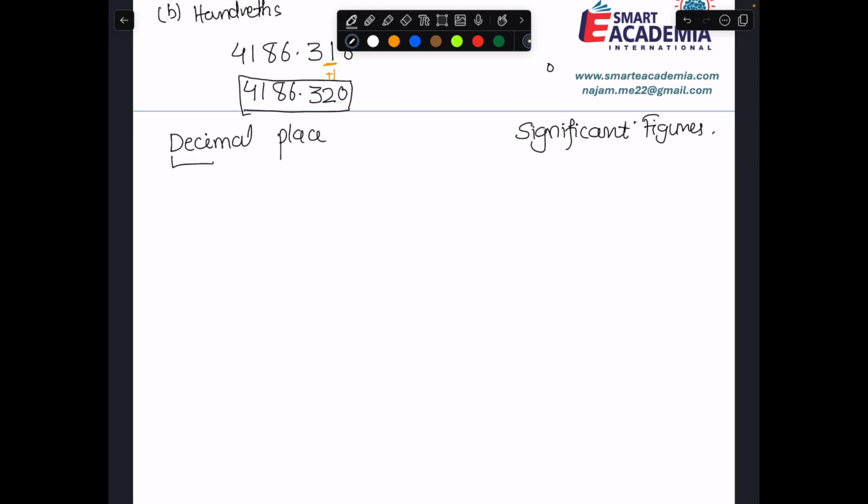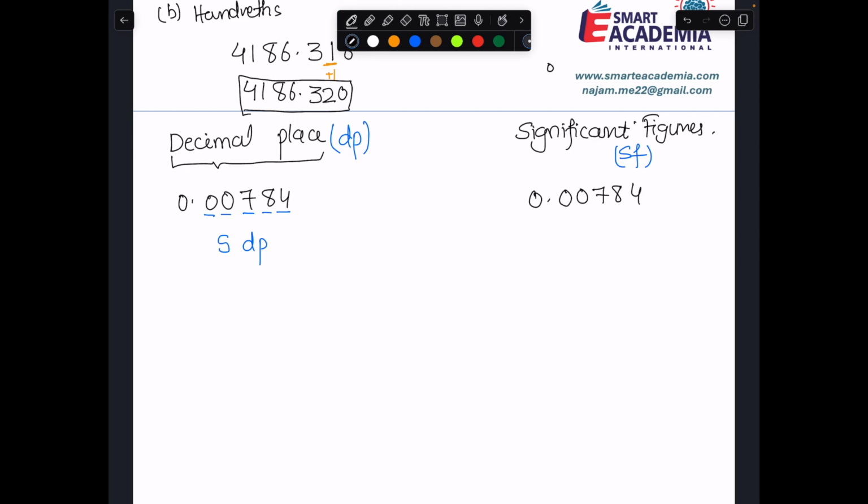Decimal places are the numbers which come after decimals. For instance, if we have 0.00784, we know there are 1, 2, 3, 4, 5 decimal places, what we call DP. Whereas for the same number, what we call significant figures, if I write here 0.00784, the significant figures or significant numbers start from a non-zero digit.